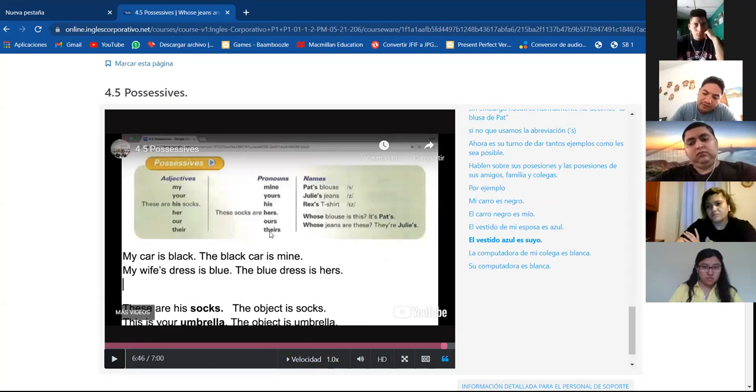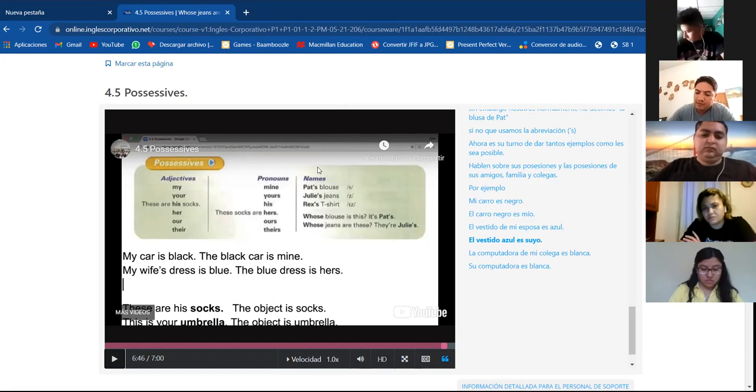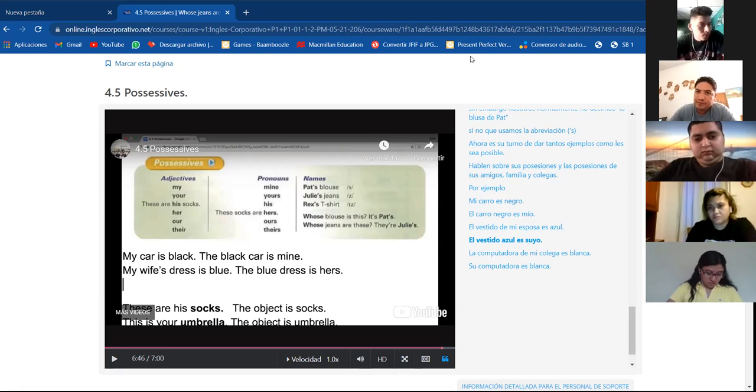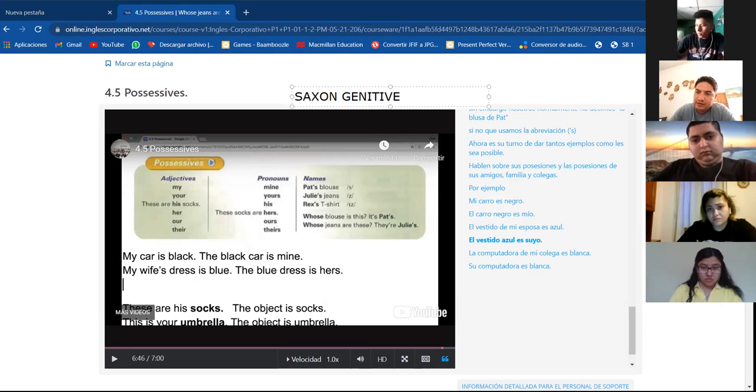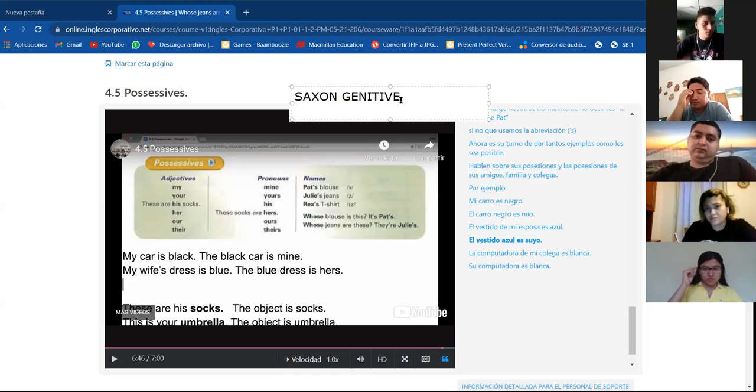Okay, there you saw possessive adjectives, possessive pronouns, and the possessive with names, right? This word right here where it says names also has another terminology. It has another term in old English, Saxon genitive, okay? If you want a more specific name, when we use the apostrophe S, it's called Saxon genitive, from old English, the ancient origin of the apostrophe S. Just as we say possessive adjective and possessive pronoun, we can also call it apostrophe S, Saxon genitive. Or another term, possessive nouns. All right, but let's focus on the main thing.